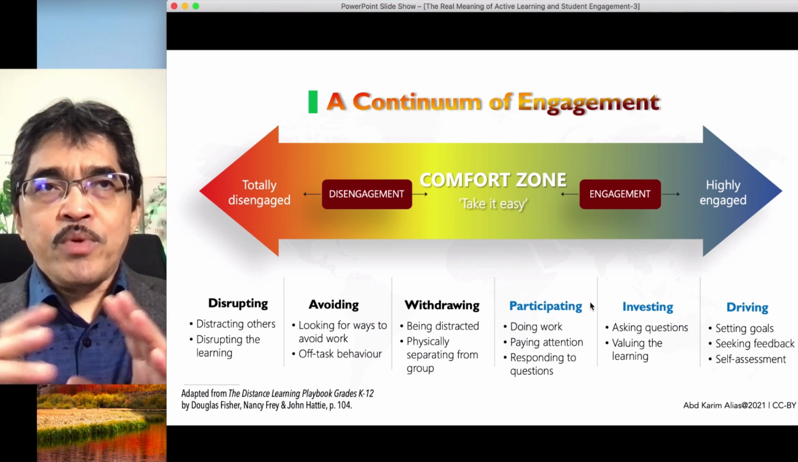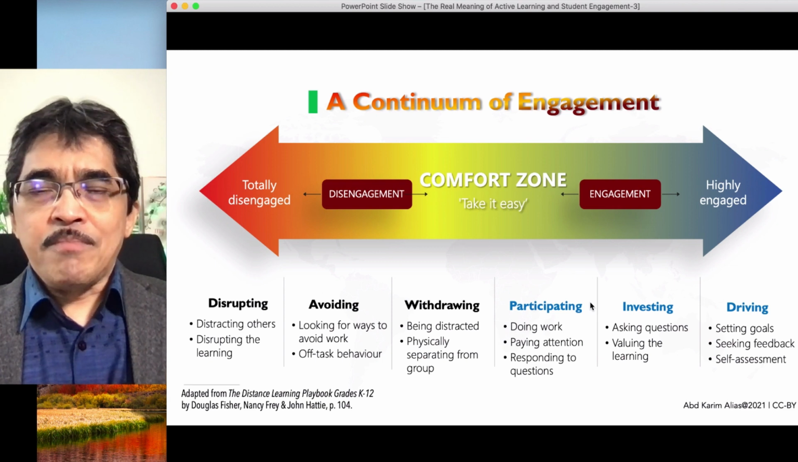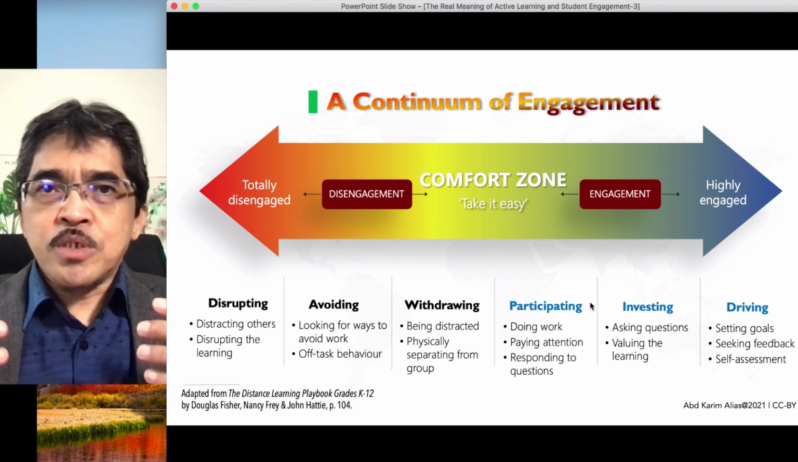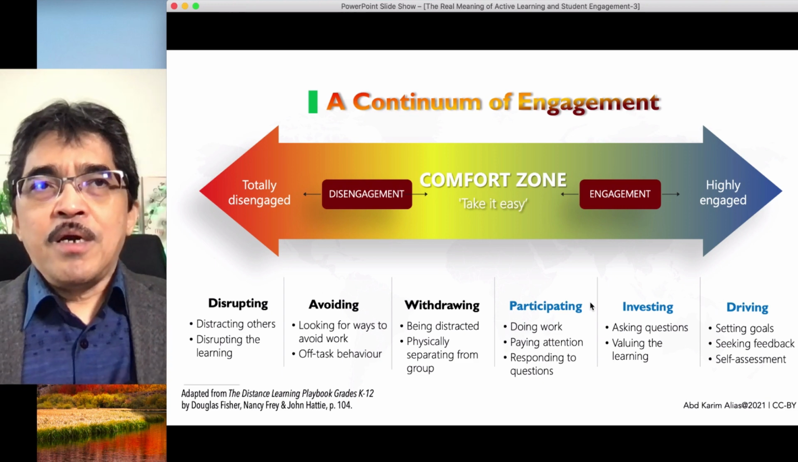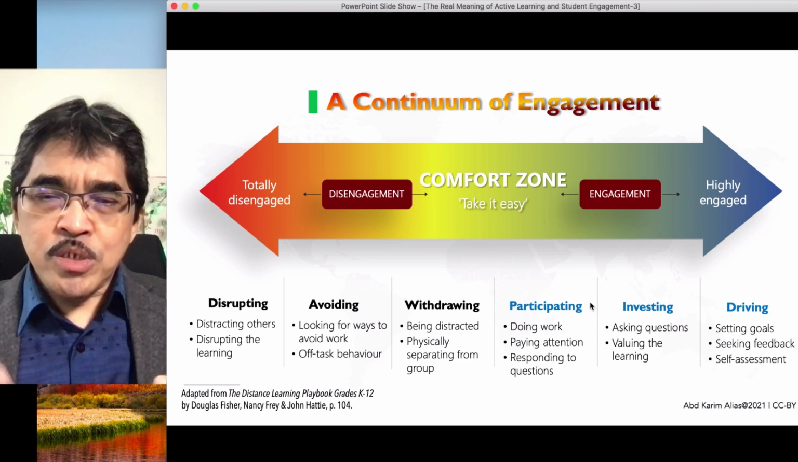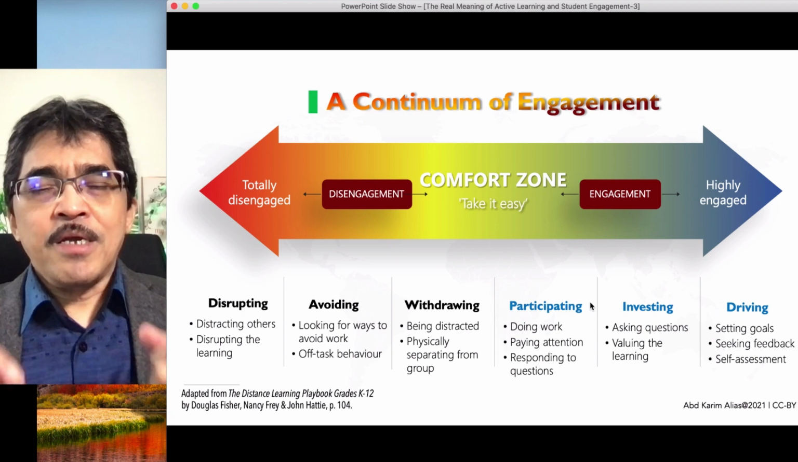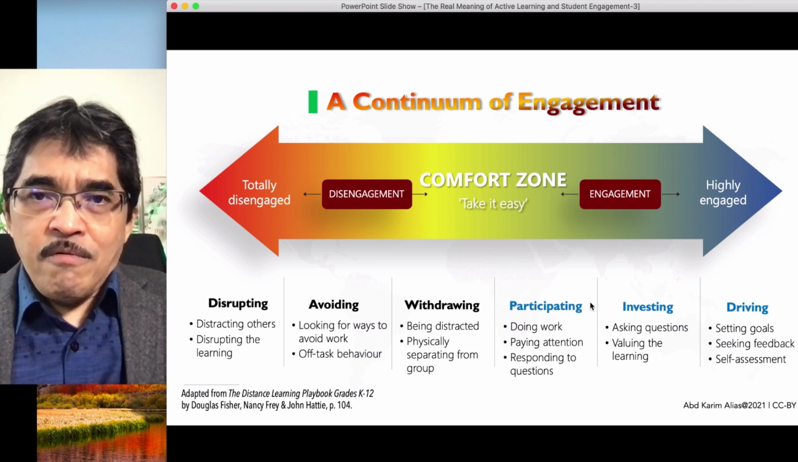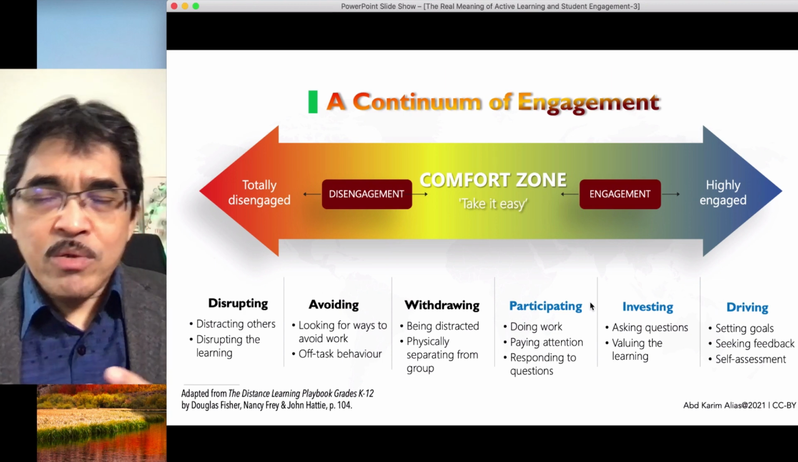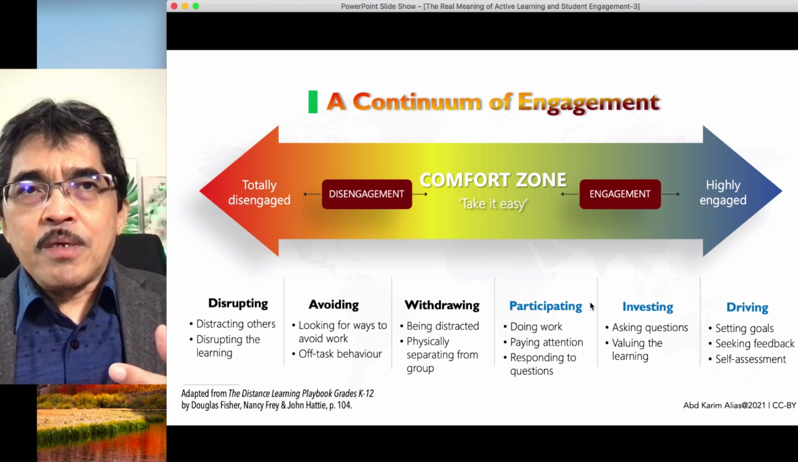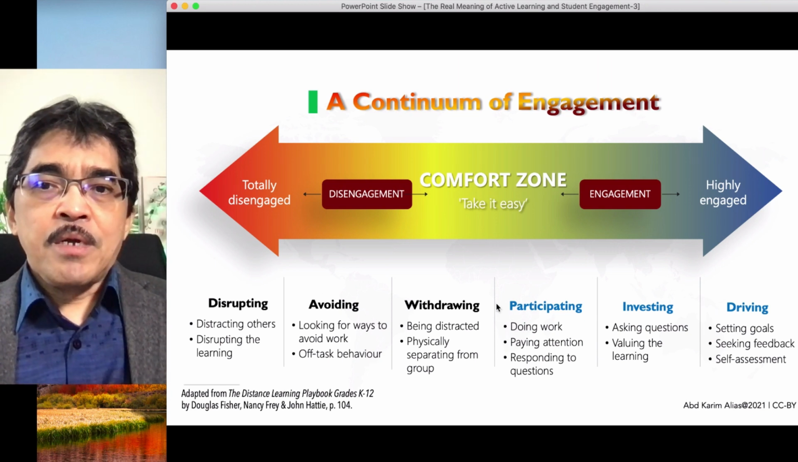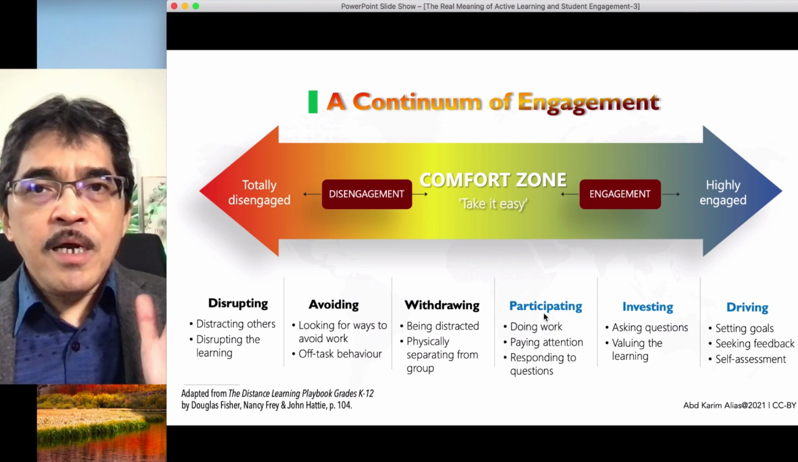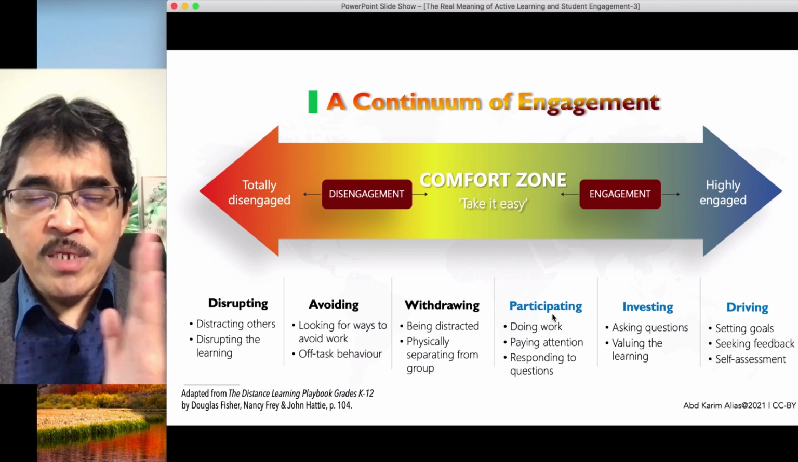So when we talk about active learning, actually most of the time what we have in mind is that students are active in the sense that they are participating. When you ask questions, they will raise their hand, or they will be the first, or very quick to give a response. So that's what we usually have in mind when we talk about active learning. So actually this is an early stage of student engagement.